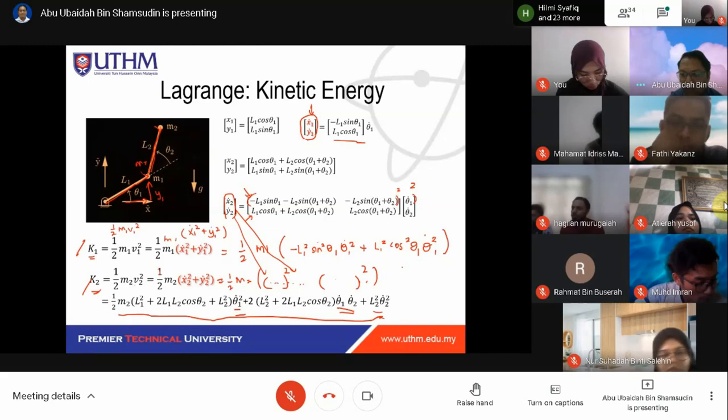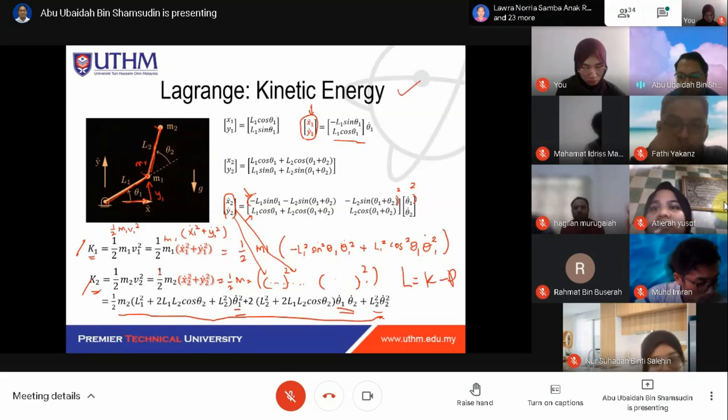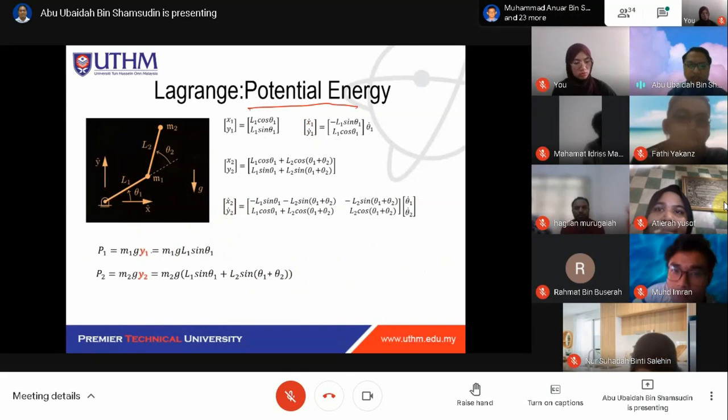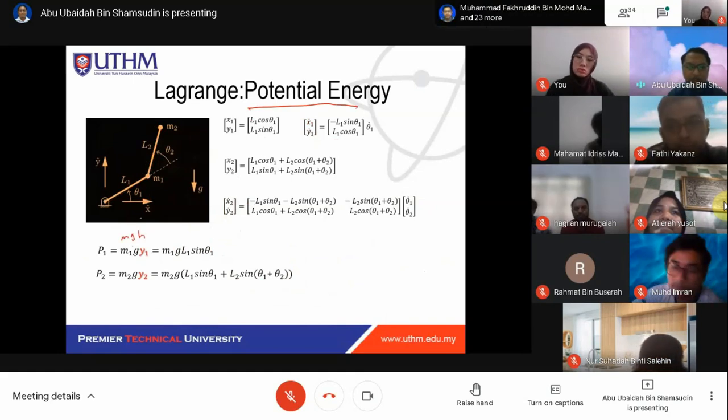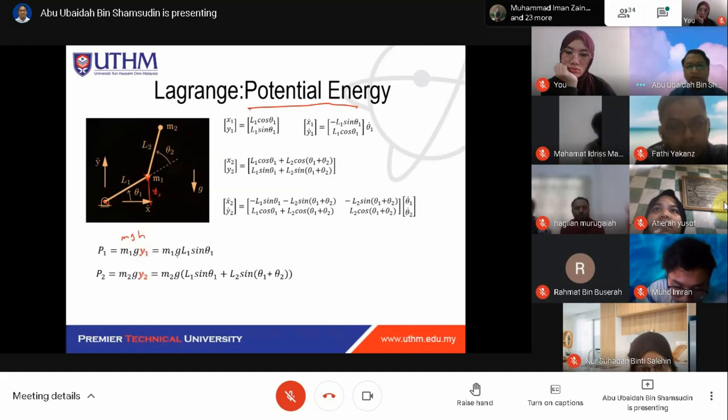So Lagrange, if you remember Lagrange, K minus P. So this one is the kinetic energy. Next is the potential energy. Potential energy is very simple, mgh. So the potential energy at this point here is this one, y1. So the mgy1. So m is the mass, berat. G is the gravity. So y1 is equal to L1 sine theta 1.